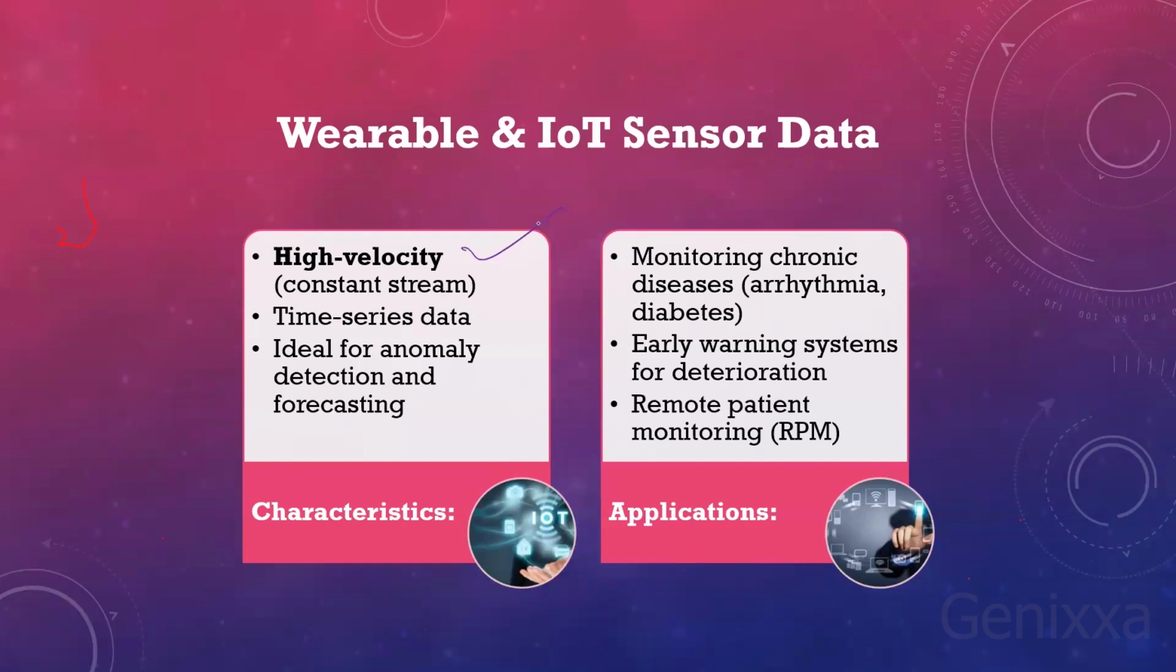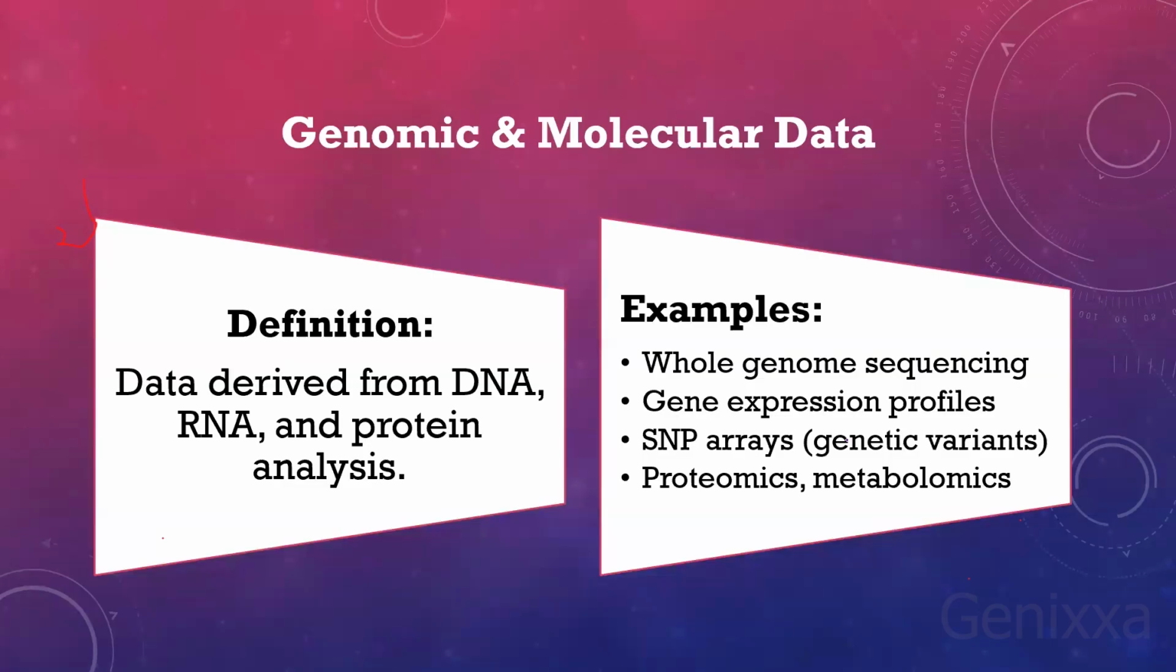Some common applications of this type of data we can consider are monitoring chronic diseases in patients, or early warning systems we can design for the deterioration of patient health, because we are able to monitor their conditions on a regular basis, and it is easier to make decisions over that data. Similarly, we can utilize these wearable sensors for remote patient monitoring as well.